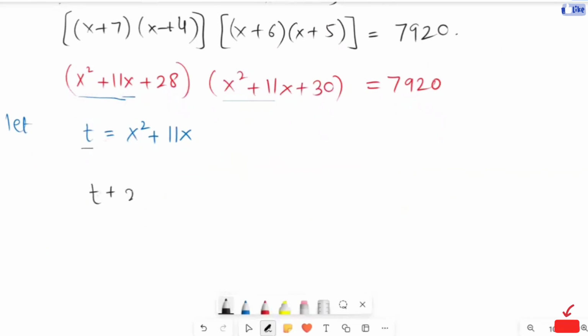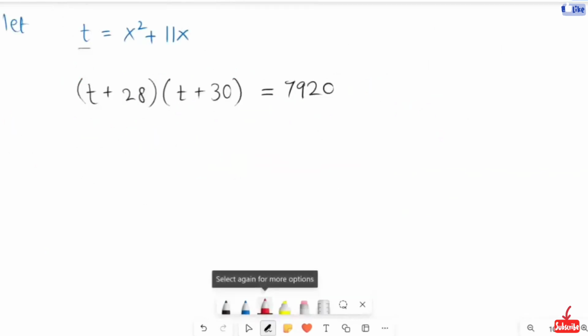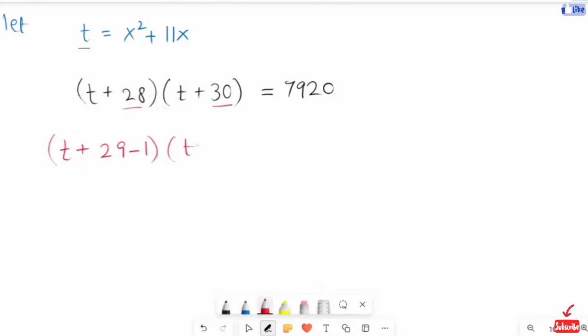t plus 28, t plus 30 is equal to 7,920. Now in the next step, I am going to split this 28 and this 30. t plus 29 minus 1, I will get the same 28. t plus 29 plus 1, so I will get the 30, is equal to 7,920. Now here I will consider this t plus 29 as a and this as b. Same as this, I am going to consider a and this as b.